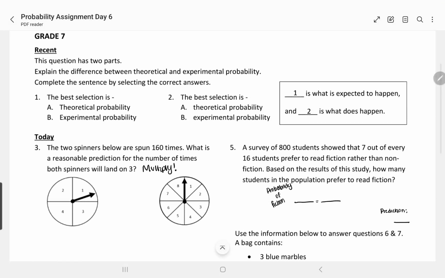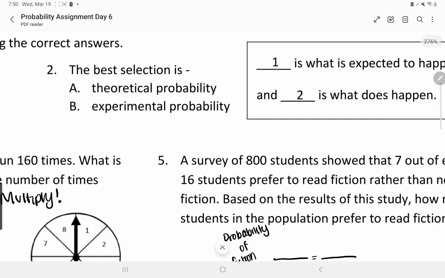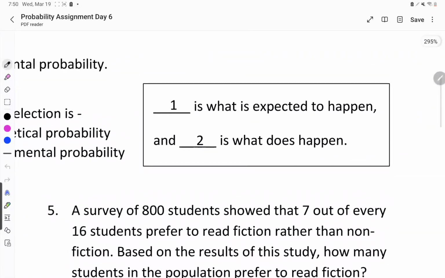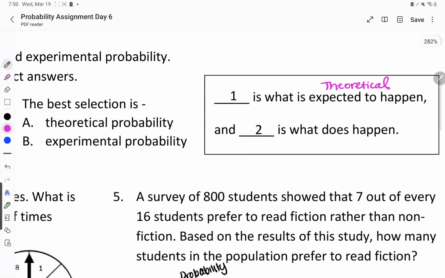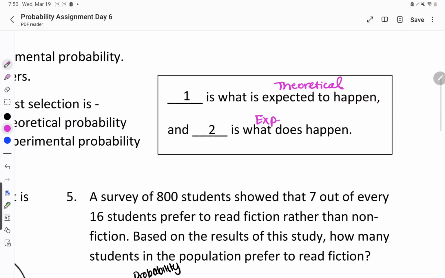All right, the first question right here says, explain the difference between theoretical and experimental probability. So this is what you guys learned about yesterday. Theoretical probability is what is expected to happen. That means that you think a coin should get a 50-50 chance each time. And then experimental probability is what actually happens. So you went through and you performed the experiment.